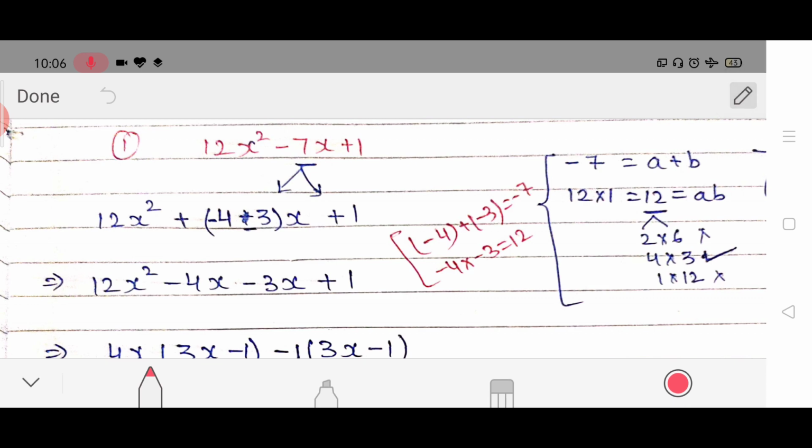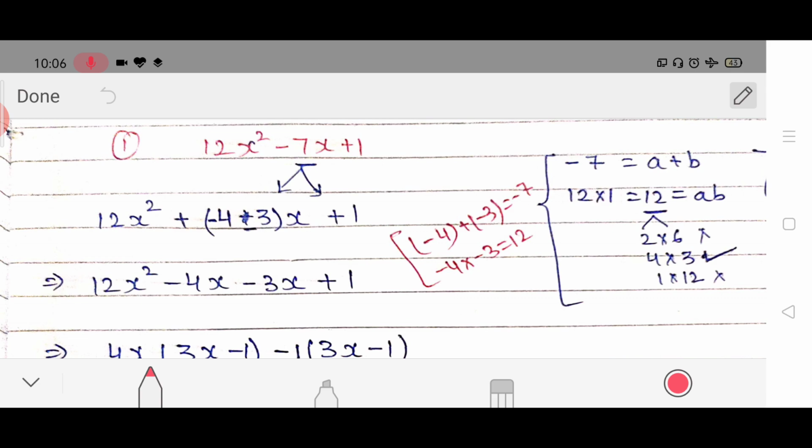So as you have seen so far, there are two methods: splitting the middle term and the factor theorem. Among both these methods, splitting the middle term is much easier. So we will use only the splitting middle term method because it is much more efficient. So let us see what our splitting middle term method was.